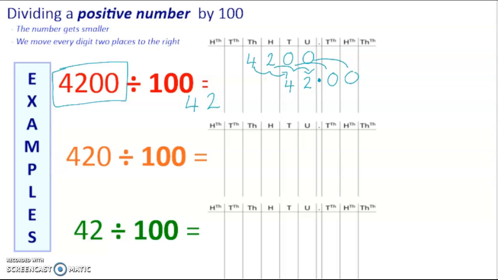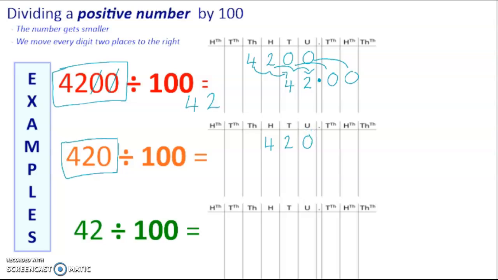Thinking about our last example, we could say we just get rid of the 2 zeros. But I'm sure you've already looked ahead and can see that not all of my questions have 2 zeros. So let's have a look at the next one, slightly harder. My orange example is 420 divided by 100. So I'm going to put that under my place headings. 4 in the hundreds column, 2 in the tens column, and a 0 in the units column.